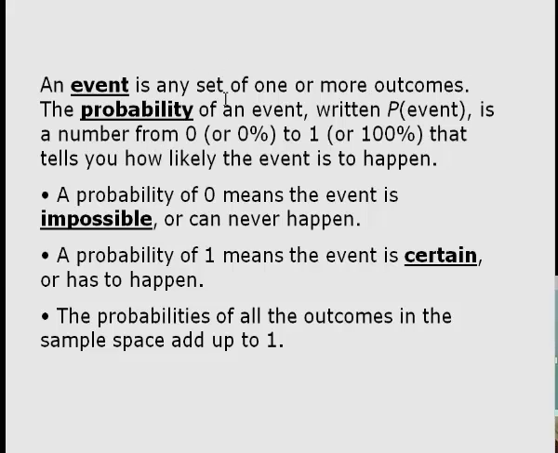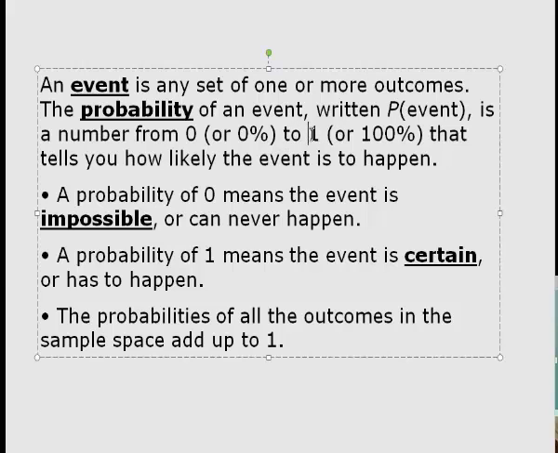So an event is a set of outcomes. The probability of an event, written P parenthesis event parenthesis, is a number from 0 to 1. A probability of 0 means it's impossible, and the closer it gets to 0, the more unlikely it gets. 1 means it's a guarantee, it's certain.